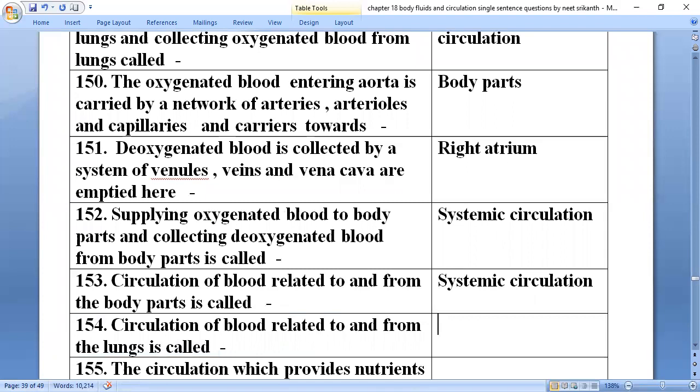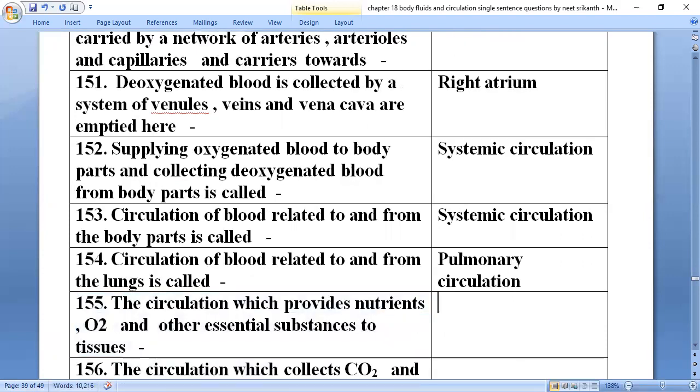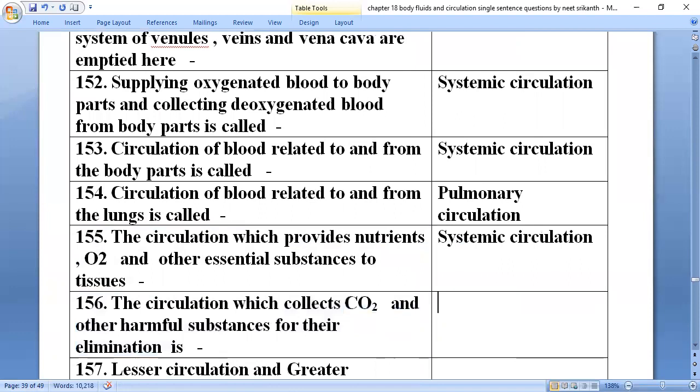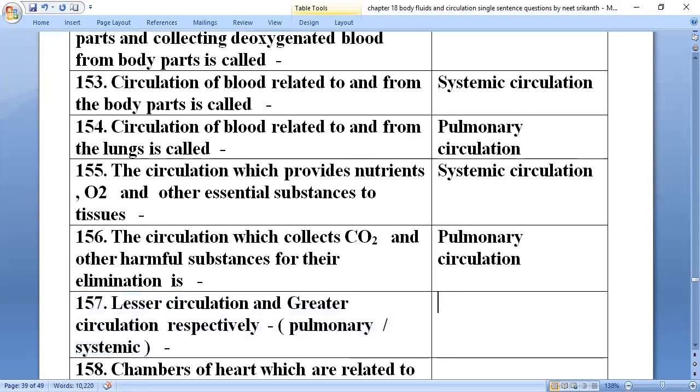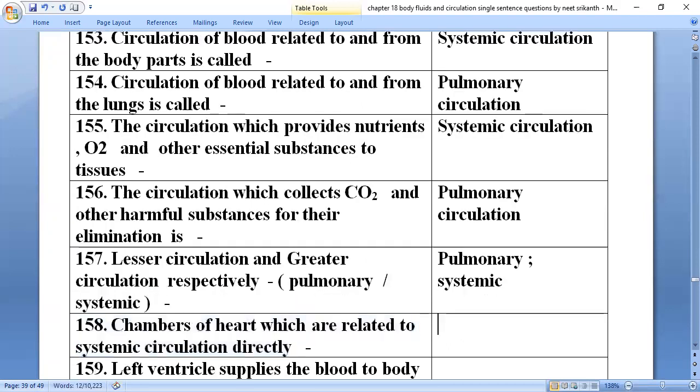Circulation of blood related to and from the lungs is called pulmonary circulation. Circulation which provides nutrients, oxygen and other essential substances to tissues is called systemic circulation. Circulation which collects carbon dioxide and other harmful substances for their elimination is called pulmonary circulation. Pulmonary circulation is lesser circulation. Systemic circulation has a long way, hence it is called greater circulation.